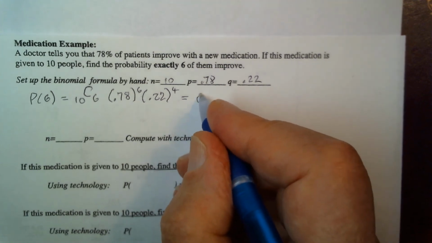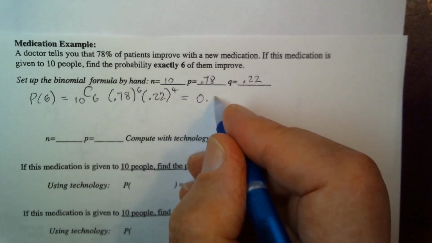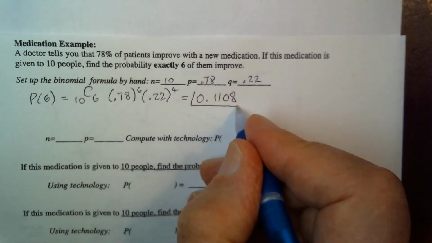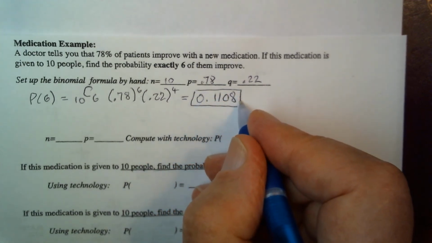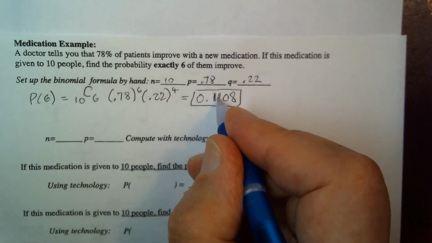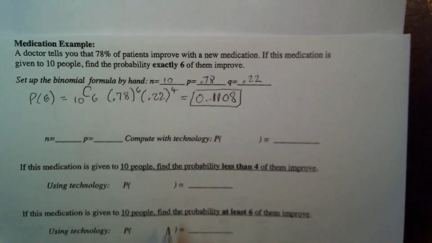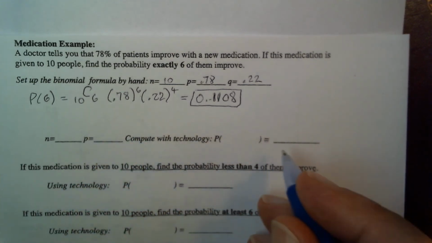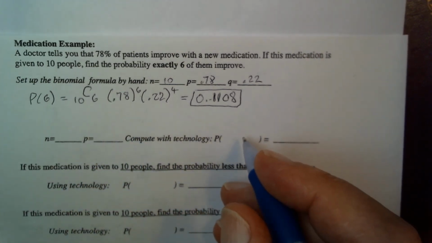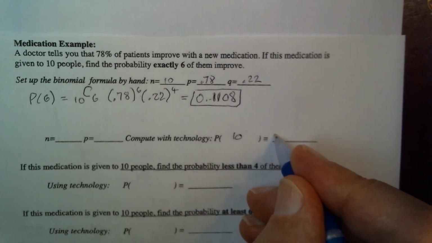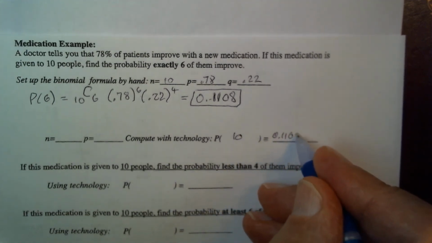and this will equal, if done correctly, 0.1108. So whether you do it by hand or use technology, you'll find out P of 10 is equal to 0.1108.